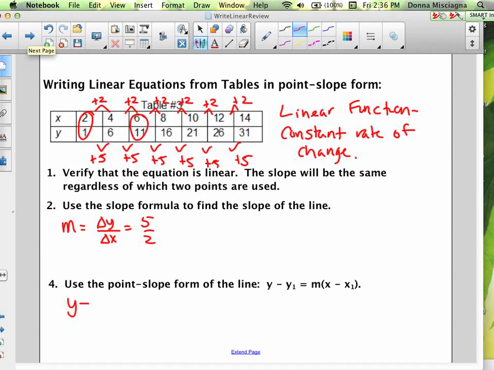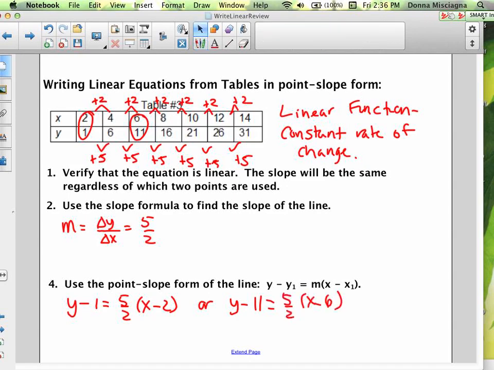So y minus 1 equals 5/2 x minus 2, or I could choose y minus 11 equals 5/2 x minus 6, and so forth. I'm going to recircle that one since I'm blocking the number there. There we go. So any point from this table could be used to write the equation.